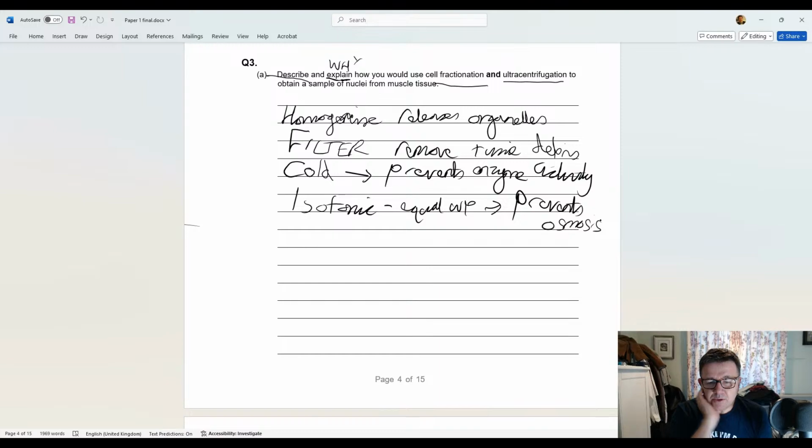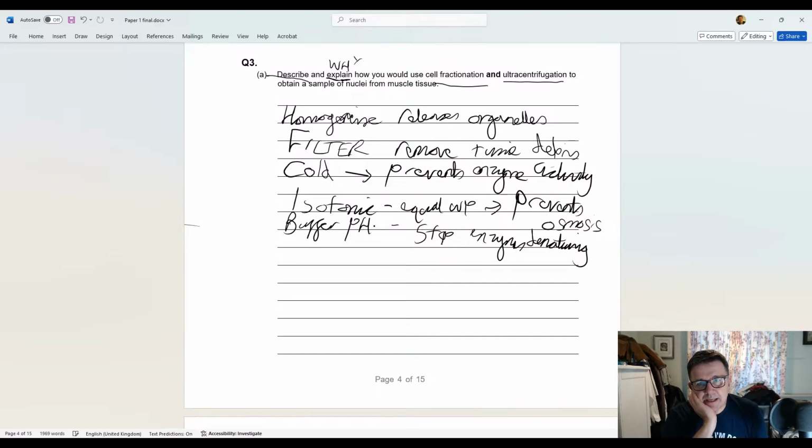Basically it's cold, isotonic, and you'd also put it in a buffer as well. So buffer the pH. Why? Because that would stop enzymes from denaturing. Okay, so that's quite good for the fractionation aspect.